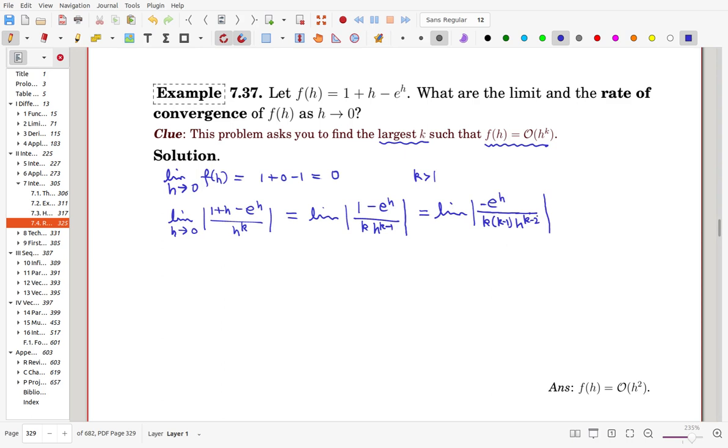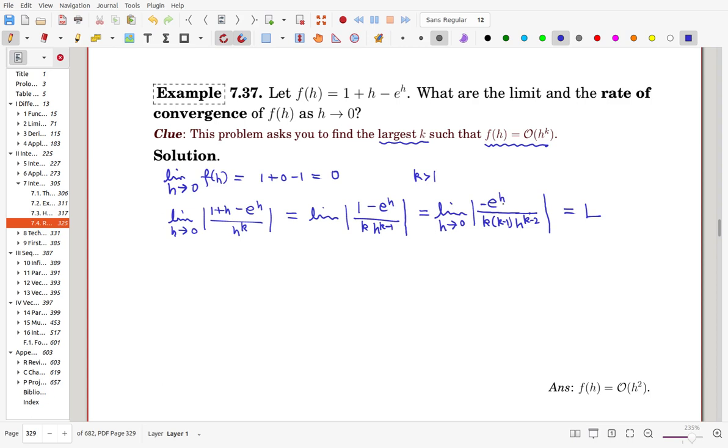Now, the limit must be bounded by some number. We are using k again, so it's a little bit confusing, so let's call this L. So we have to choose k such that this quotient as h approaches 0 is bounded.